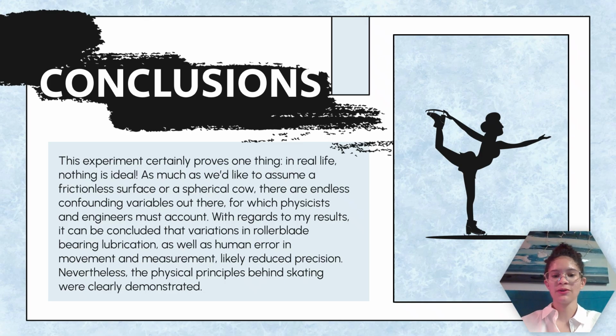With regards to my results, it can be concluded that variations in rollerblade bearing lubrication as well as human error in movement and measurement likely reduce precision. Nevertheless, the physical principles behind skating were clearly demonstrated, such as that nifty conservation of angular momentum. And additionally, it's been proven exactly why we use real ice in physics problems. Maybe I'll try that out over the summer, escaping the heat waves.